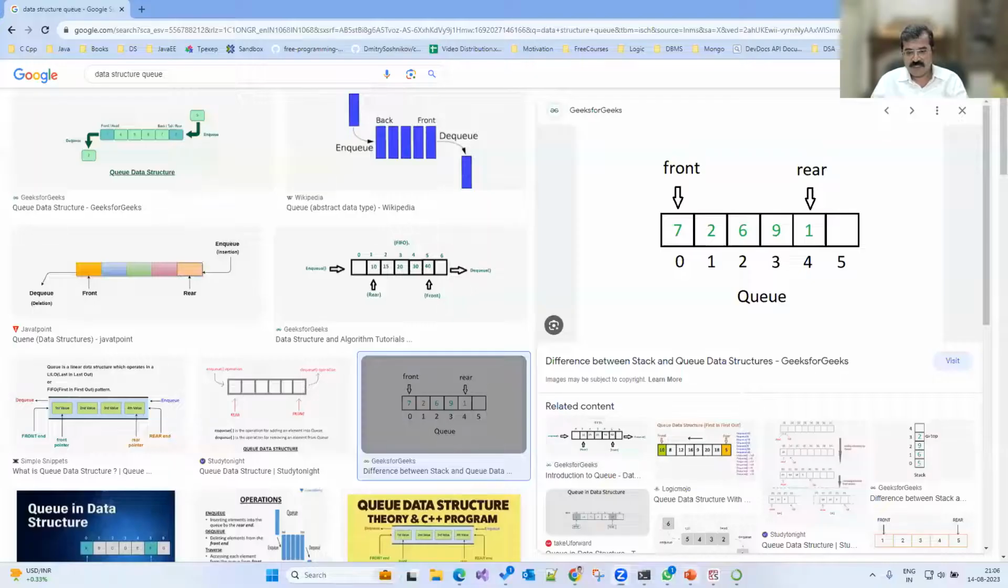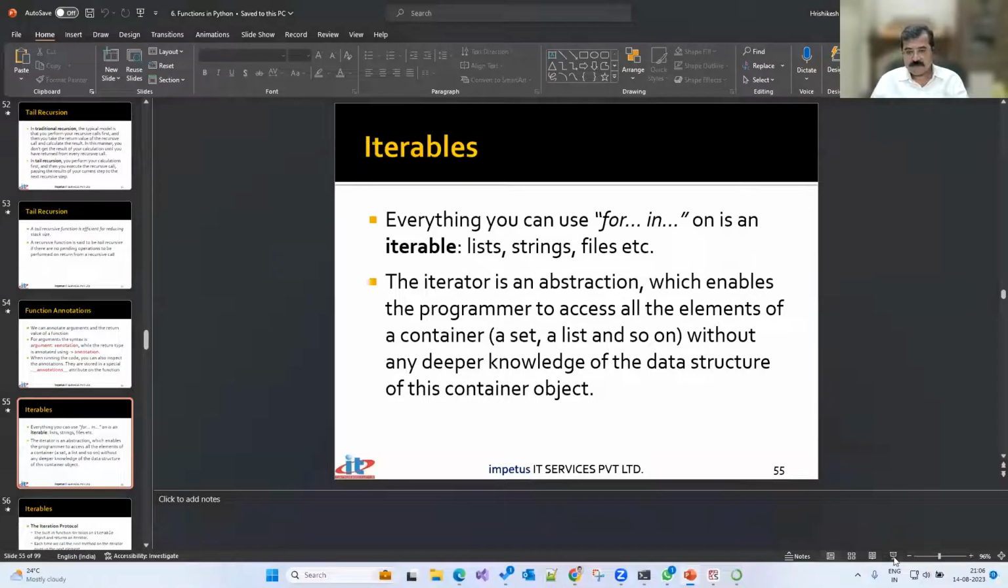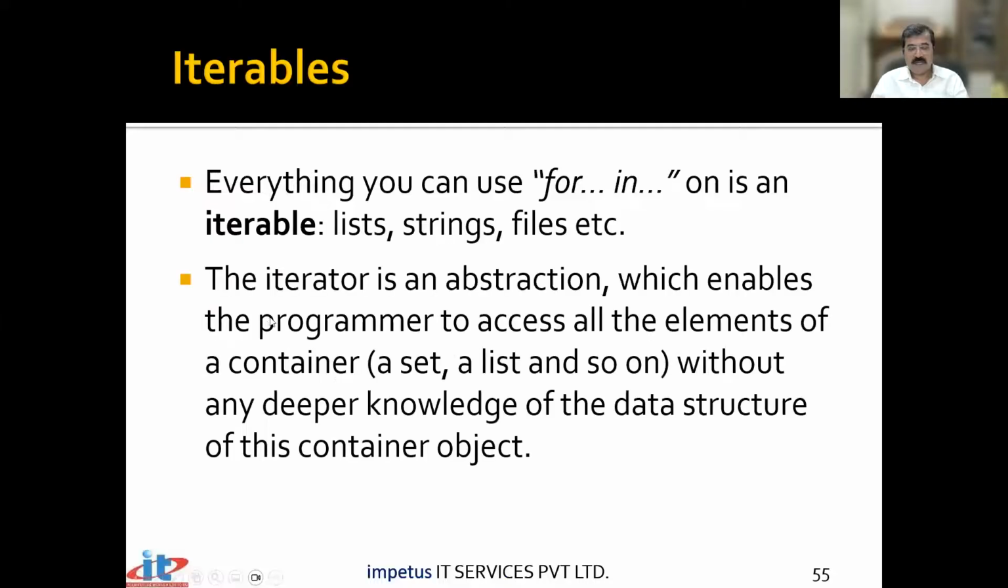So that was that one statement that was mentioned over here. The statement was, iterator is an abstraction. I hope you understood what that abstraction means, which enables the programmer to access all elements in the container, whether it's a set, a list, whatever may be the container, without any deeper knowledge of the data structure of this container object.